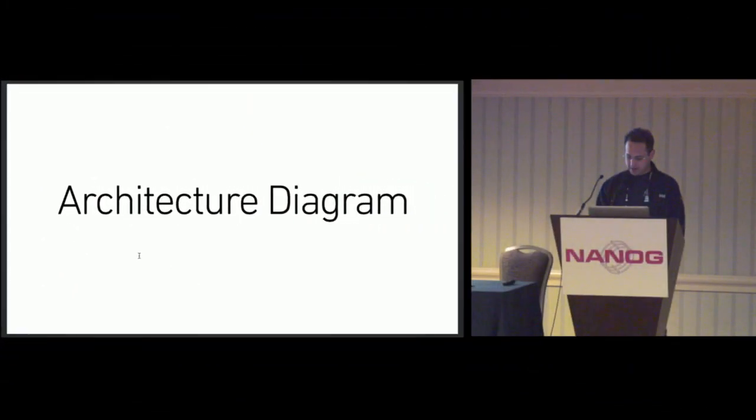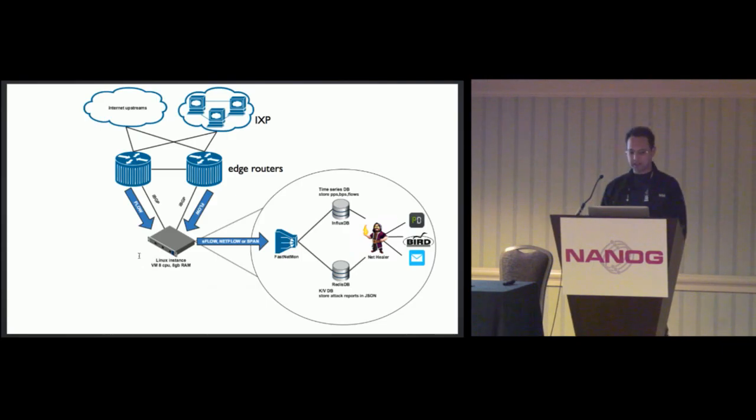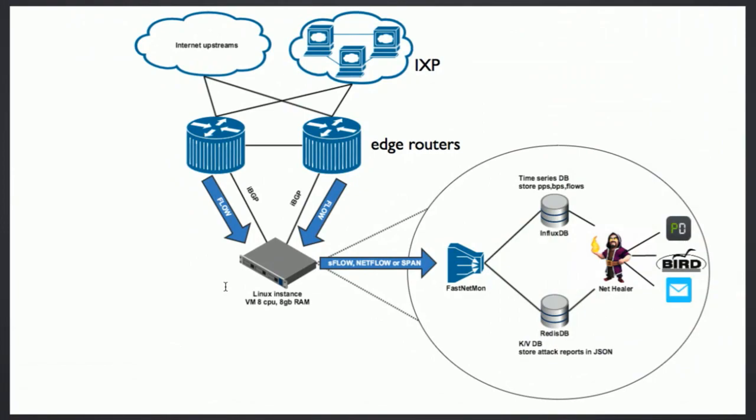So the diagram of the whole solution is basically, at the left side, we have a hardware physical diagram, and inside the circle are the Linux processes that are taking care of this. So basically, we have two edge routers here exporting all the NetFlow or sFlow, it depends on the vendor, to a Linux box, a virtual machine. In our case, this virtual machine is 8 gigabytes of RAM and 8 CPUs, and that's more than enough. Inside this Linux box, we run FastNetMon, which is collecting the NetFlow or any flow data.